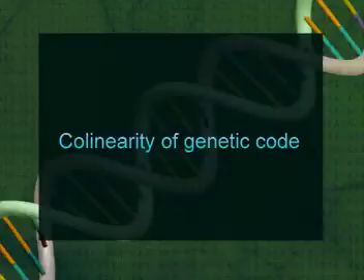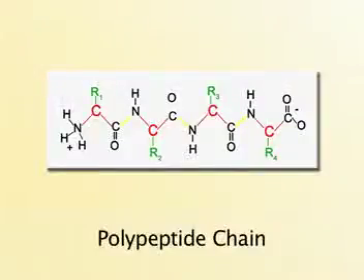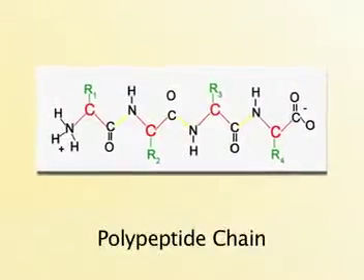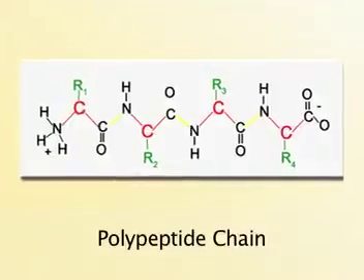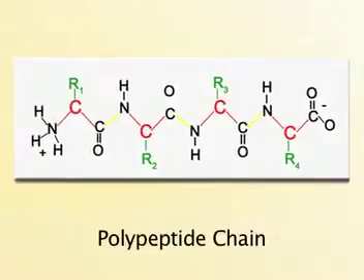Collinearity of genetic code. Genetic code represents sequences of codons in mRNA and corresponding amino acid residues of a polypeptide chain are arranged in the same linear sequence, that is, the code is collinear with amino acid sequence in a polypeptide chain.